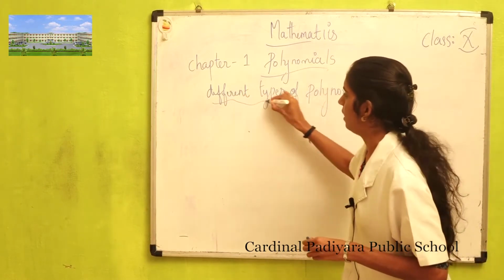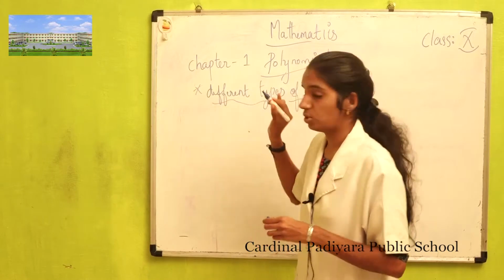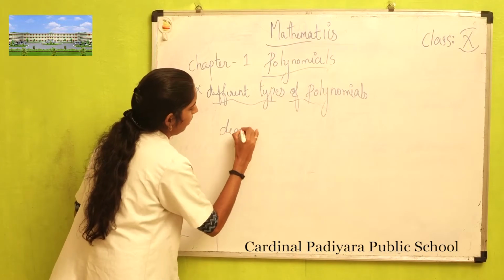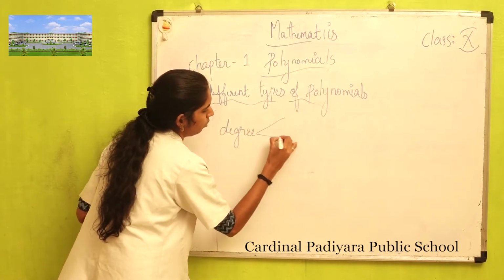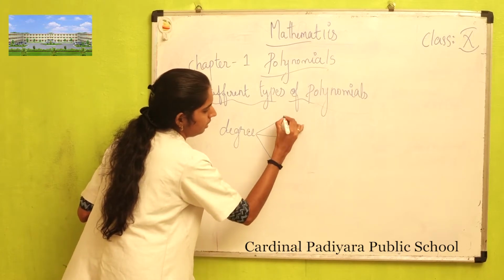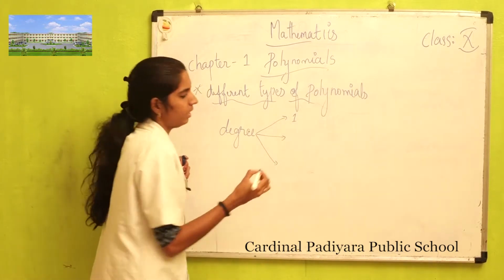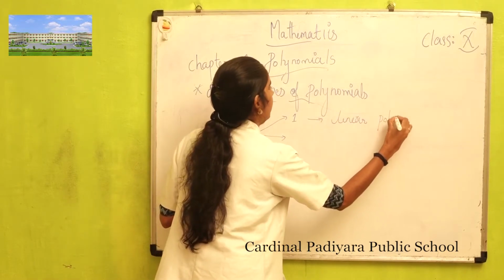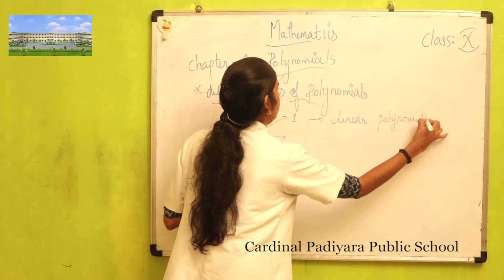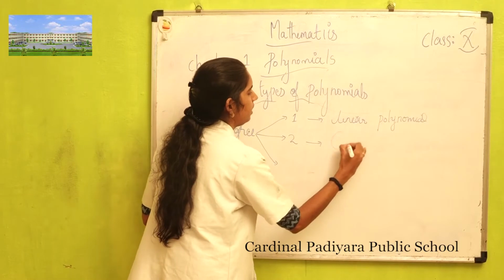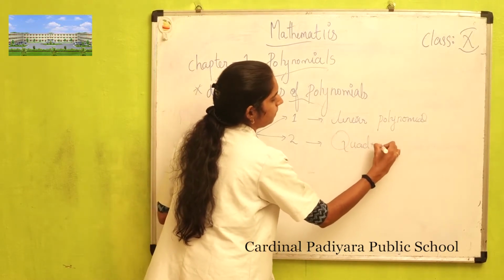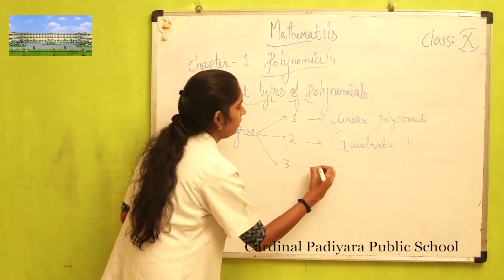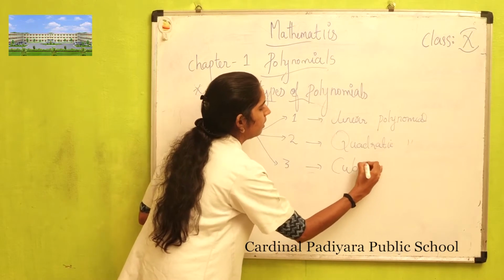So we already learned in the 9th class what polynomials are and what the degree of a polynomial is and all that. Based on the degree, we can divide polynomials mainly into 3 types. If its degree is 1, it is said to be a linear polynomial. If its degree is 2, it is said to be a quadratic polynomial. And if its degree is 3, it is known as a cubic polynomial.